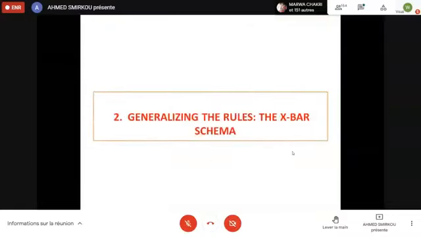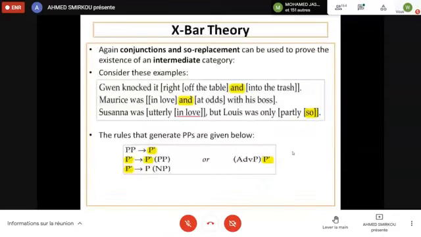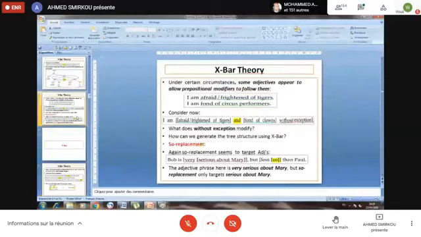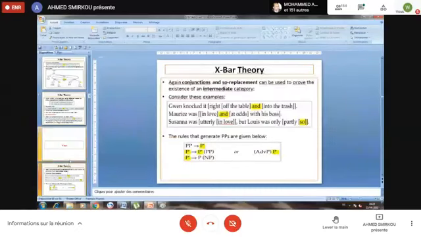Okay, so we stop here. If there is any question, then please, you're welcome. X-bar theory is not as difficult as you might think. You just need to pay attention. It needs a revision.